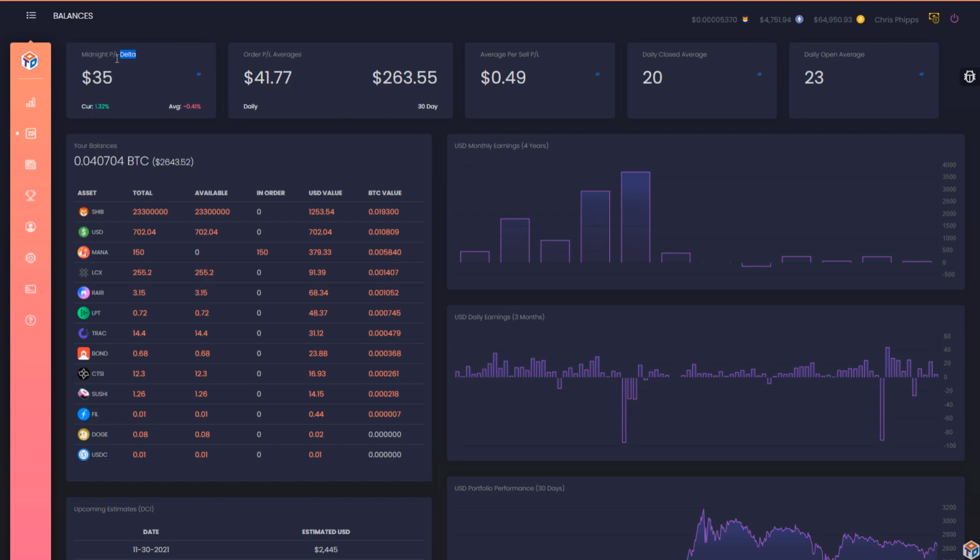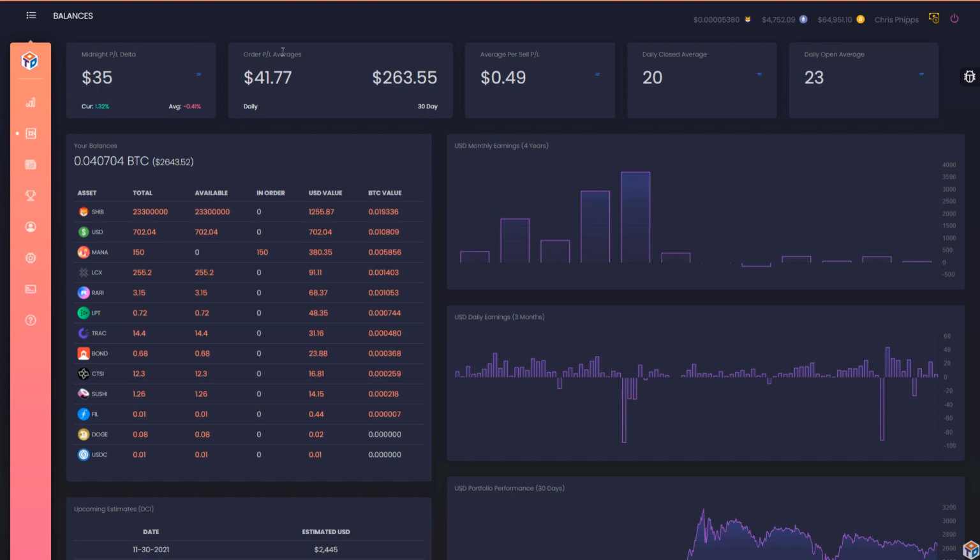The midnight PL, or profit loss delta, is the US dollar value of your account now compared to where it was at midnight the night before. As you can see, I'm currently 1.32% above where I was at midnight, or $35. My average for the last 2 weeks is negative 0.41%.